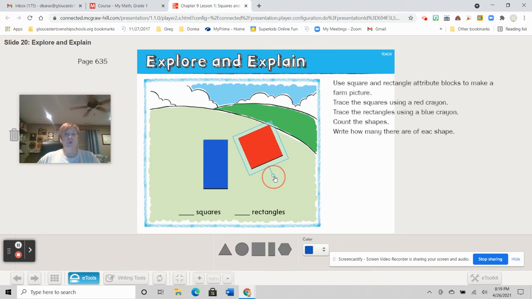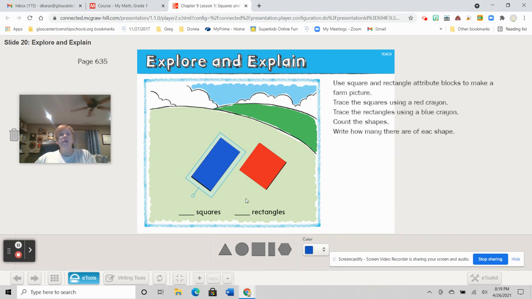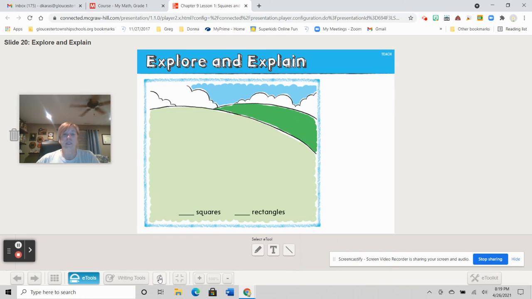You can also turn them a certain way if you want. You don't have to make it this way. You can do it at angles, however you want to make your farm. Okay, but once you're done, make sure to trace the square in red, trace the rectangle in blue, and then write how many squares you used and how many rectangles. All right, so let's move on to our See and Show page. Now, if you're not ready to continue, pause this now, finish this page, and then come back.